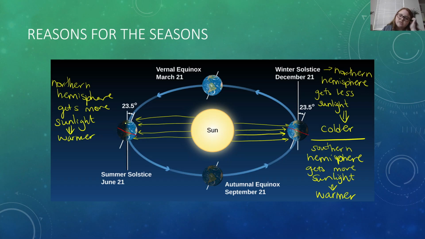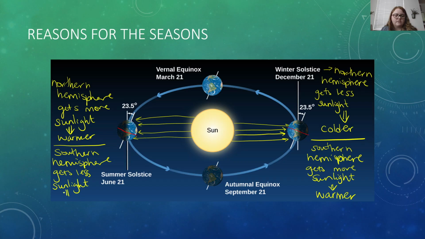So we have warmer summers, which makes sense, right? Here in California, especially in the Central Valley, it gets very, very hot in the summer. We get a lot more time where the sun is out, and so we're getting a lot more sunlight, versus the southern hemisphere gets less. So therefore, it's colder.